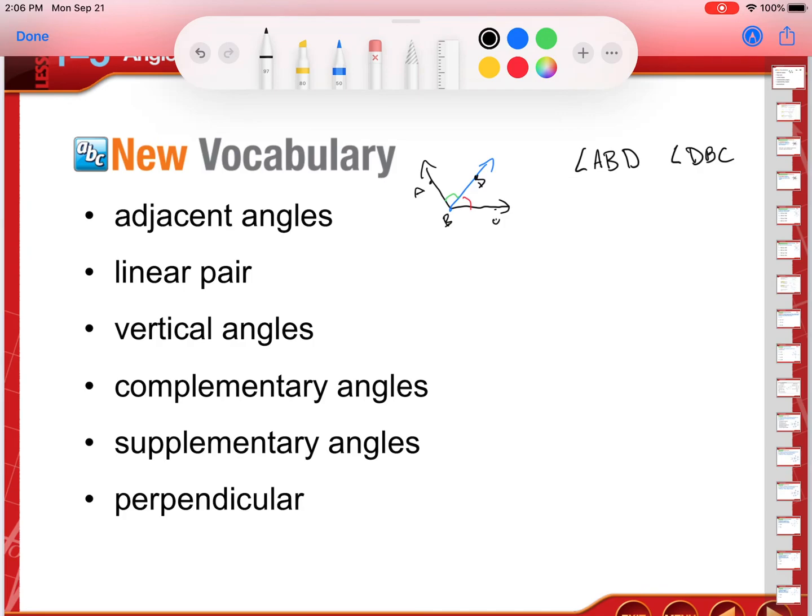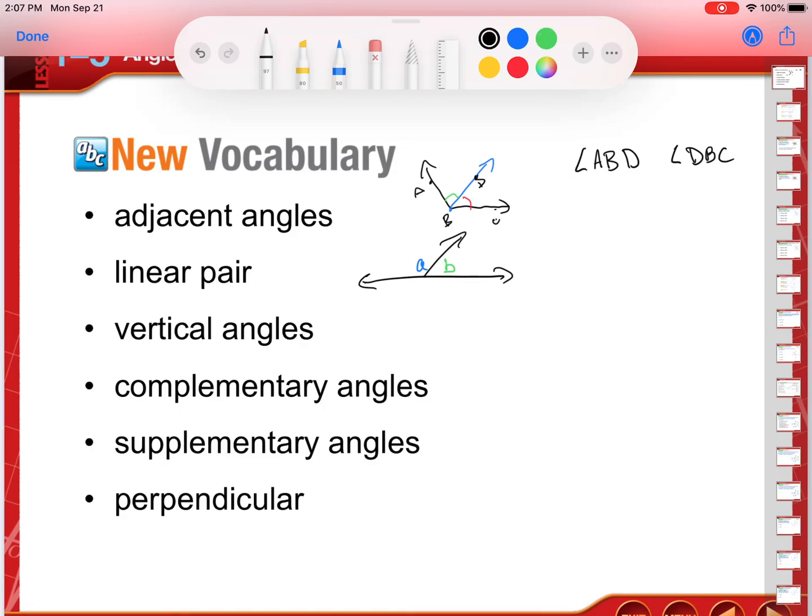A linear pair would be a pair of adjacent angles. So that would be a pair of adjacent angles that when you add up their measure, they equal 180. So it would be something like this, where if I say angle A and angle B, they add up to equal 180 degrees, which we can see because when connected, they make a straight line. So that would be a linear pair, two angles that combine to make a straight line.